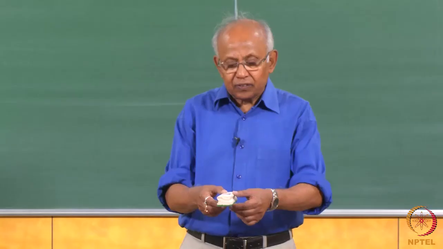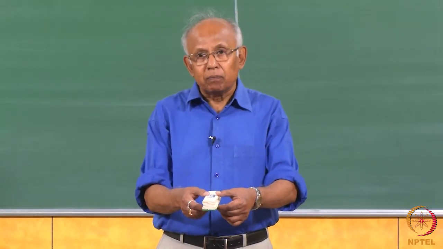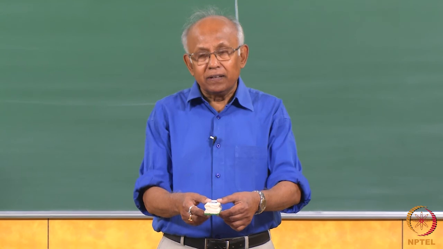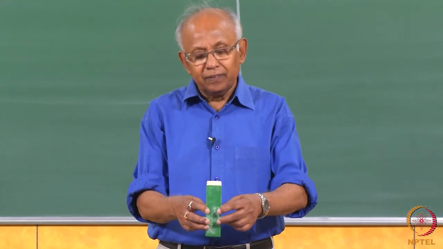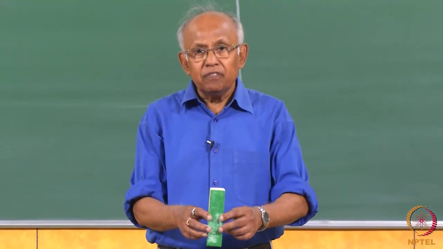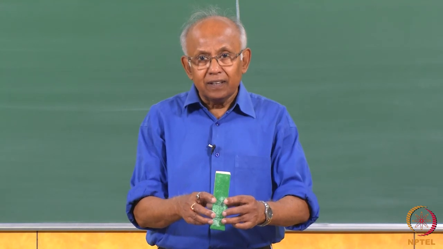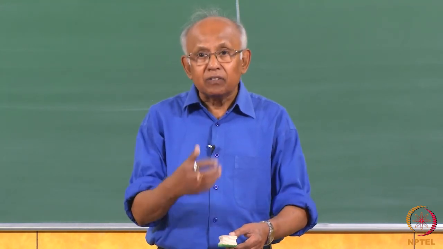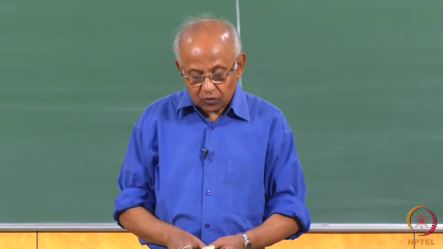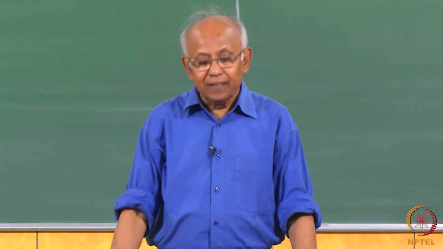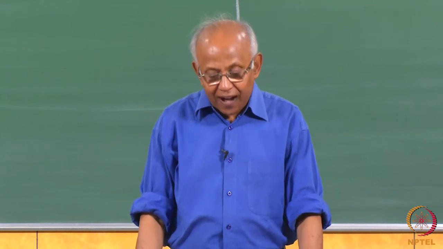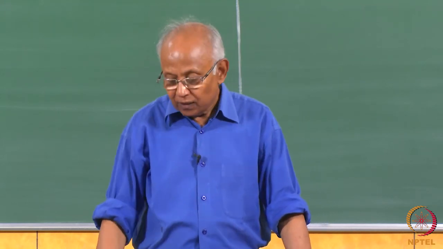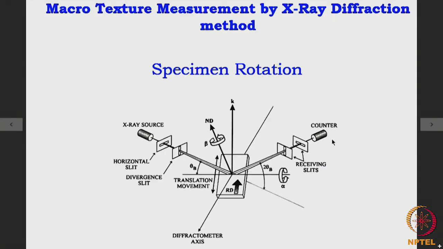So, if we start the specimen from a horizontal position, by this movement we come up to the vertical position, or if we start from the vertical position, we ultimately come to the horizontal position in intervals of 5 degrees, so to say. And all the while, the intensity that is diffracted by the specimen will be recorded by the counter.